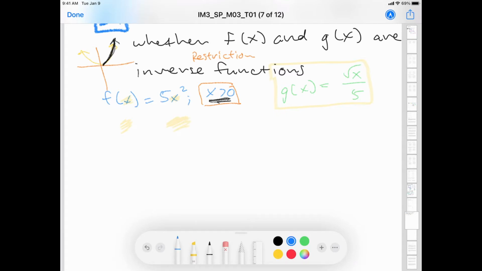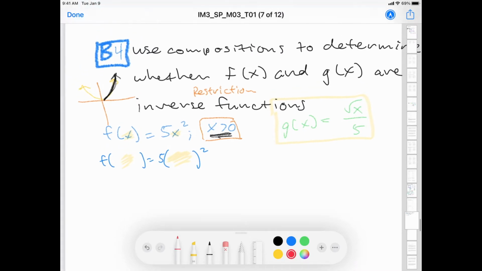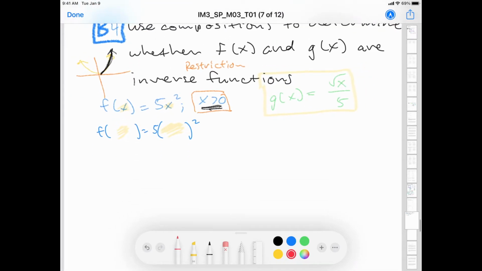So I have f of x, 5 times this. You don't need to write the restriction anymore. Okay, we're putting in g of x, and g of x is the square root of x over 5. Don't worry about the left side.